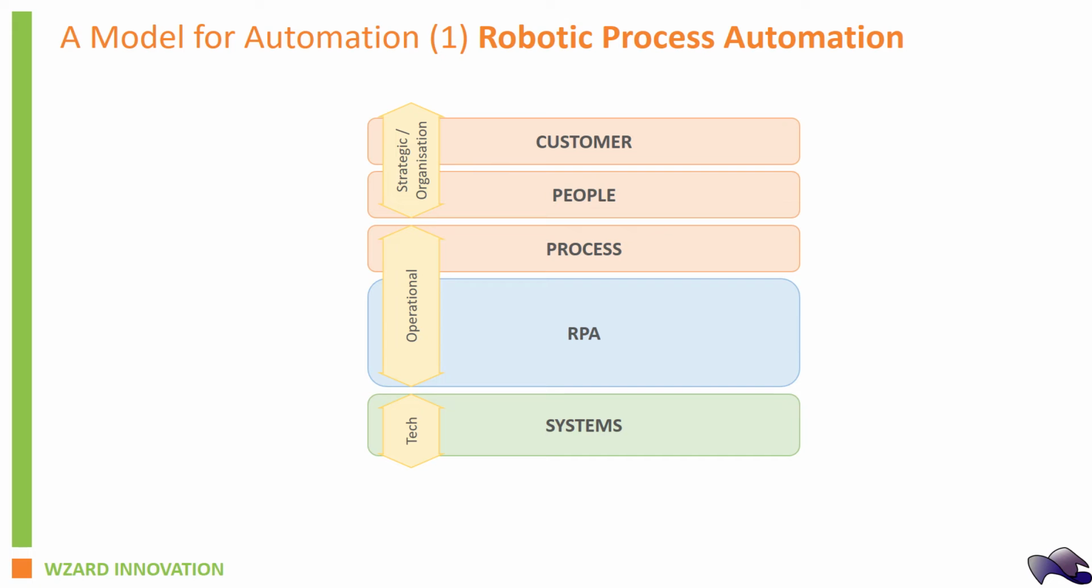RPA then is an operational tool and sits above your systems, your technology. Your technology systems, often referred to as your core applications. So RPA is often a veneer that sits across the top. Now, before we start looking at what is intelligent automation, we need to introduce a couple of extra concepts.